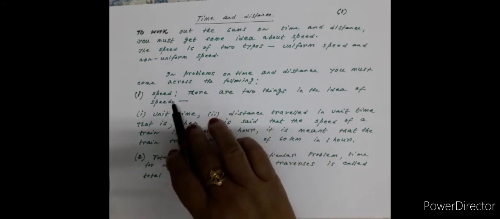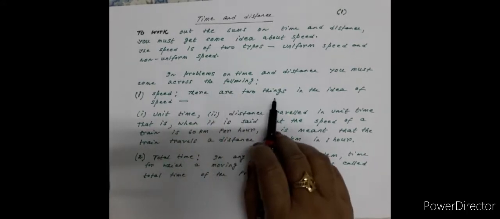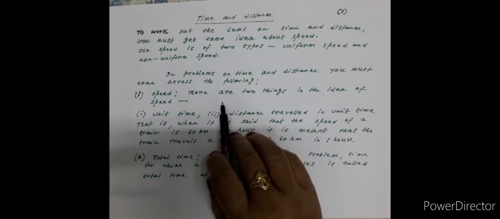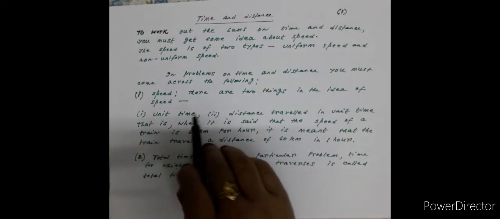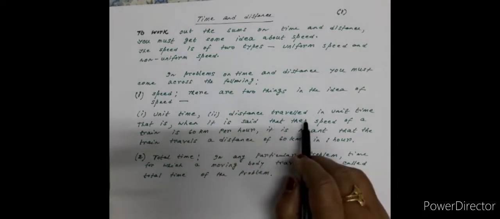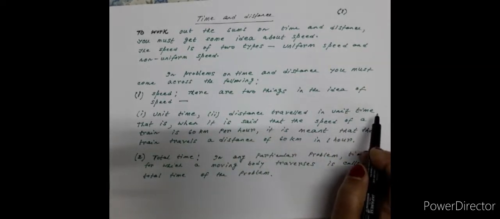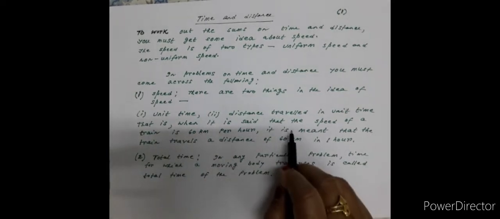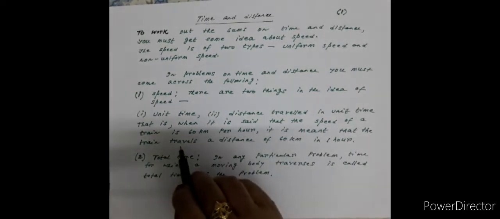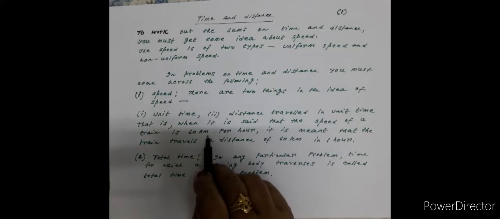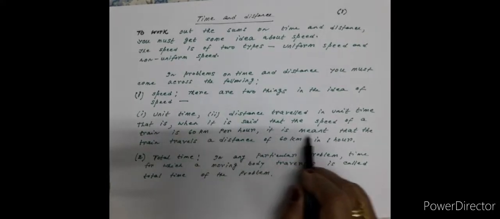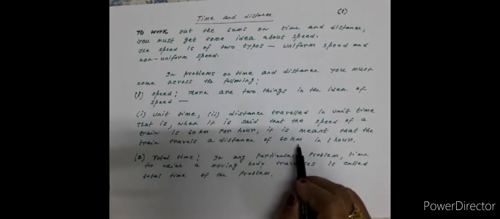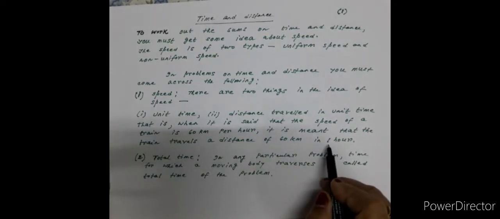Number one, speed. There are two things in the idea of speed. Number one, unit time. Number two, distance travelled in unit time. That is, when it is said that the speed of a train is 60 km per hour, it is meant that the train travels a distance of 60 km in 1 hour.